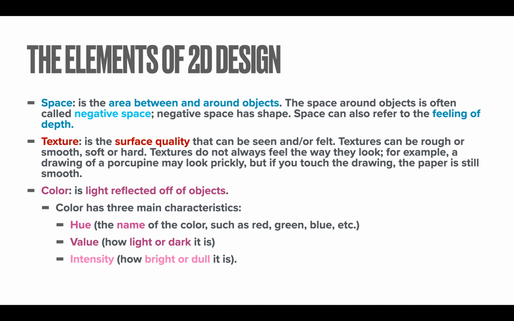Intensity is how bright or dull something is. So in terms of color, bright is going to be more like neon or fully saturated color, versus something dull or subdued or a pastel. It's kind of a gentle color.